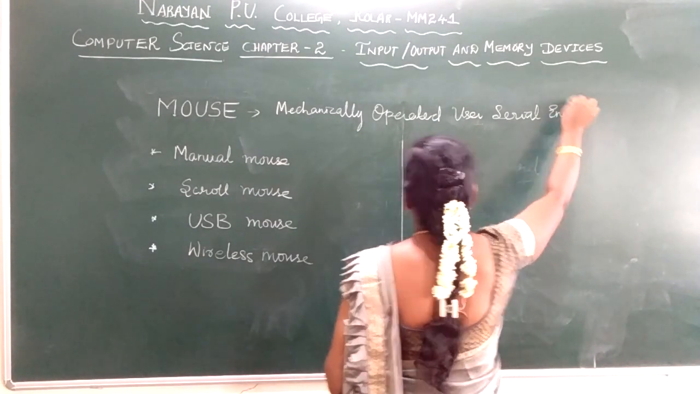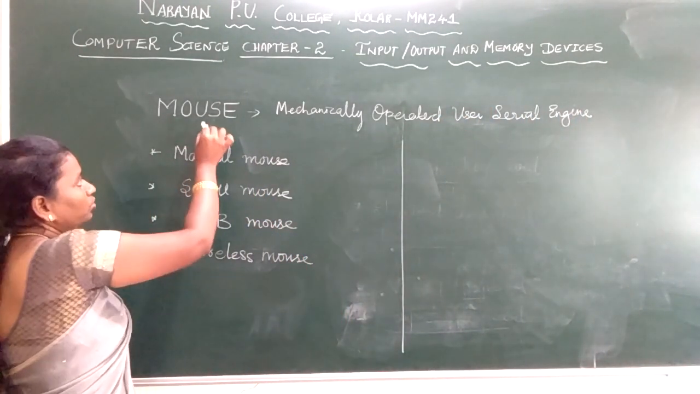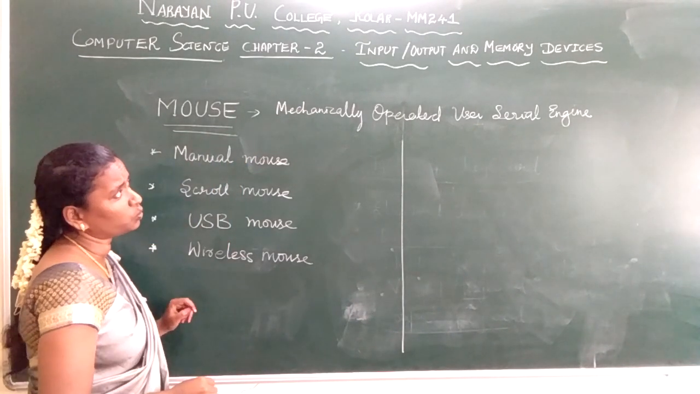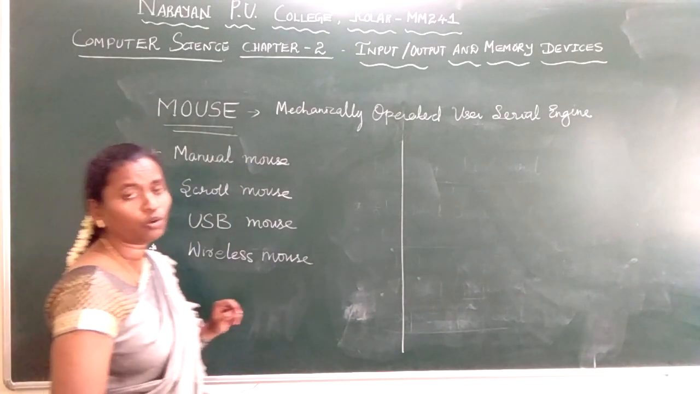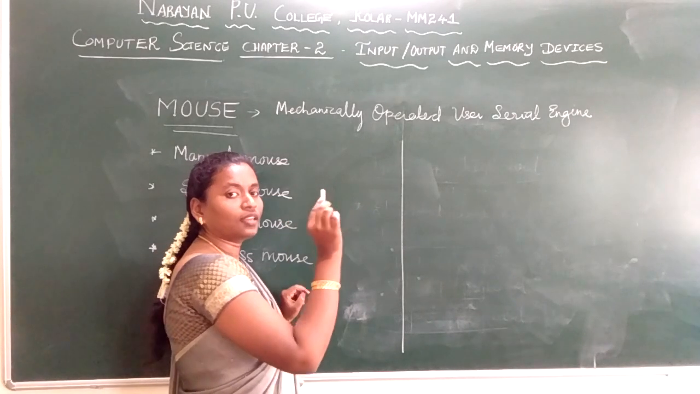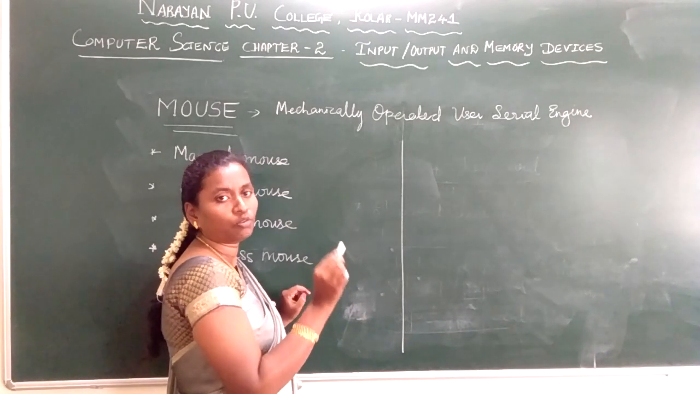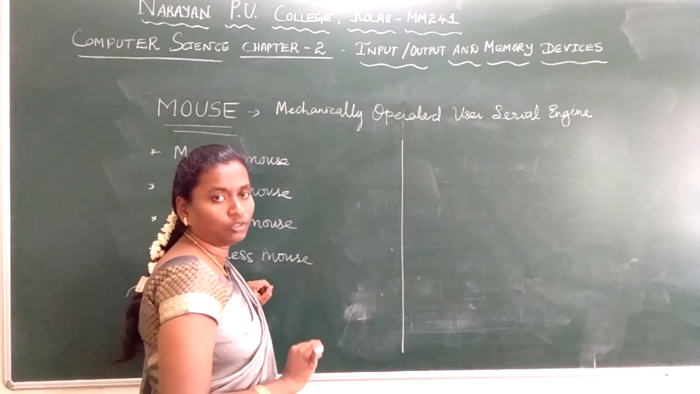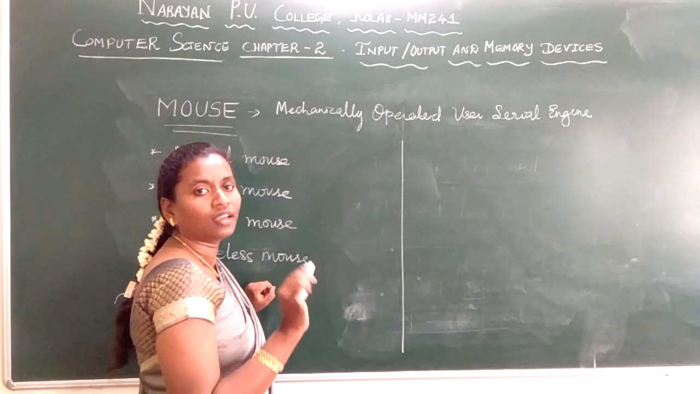Okay, the abbreviation for mouse: mechanically operated user serial engine. This is nothing but your next input device. Why do we use this mouse? It is to control the cursor movement on your monitor. Okay. Mouse is also one of your input devices. It is used to control the cursor movement.